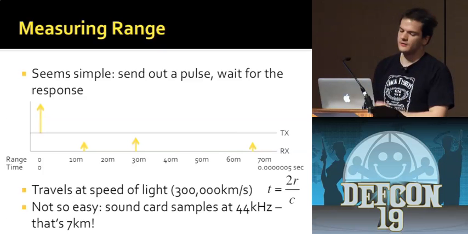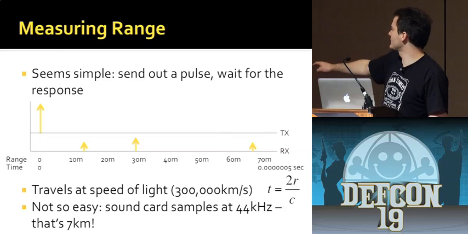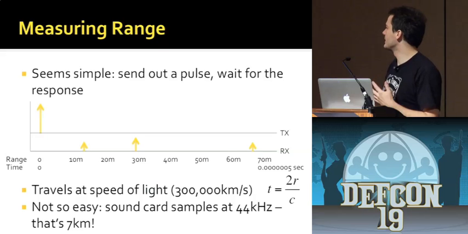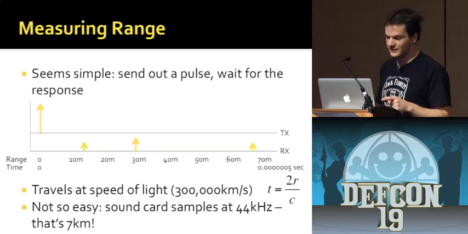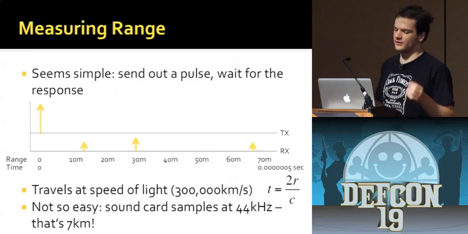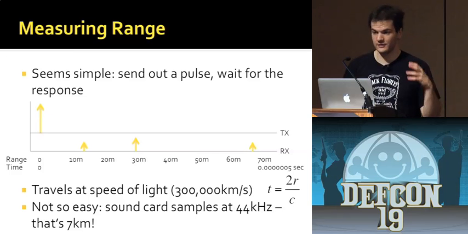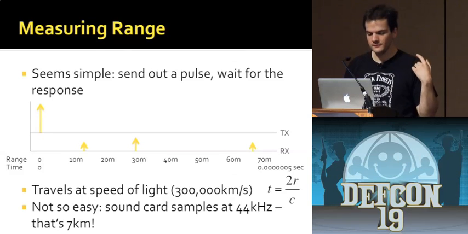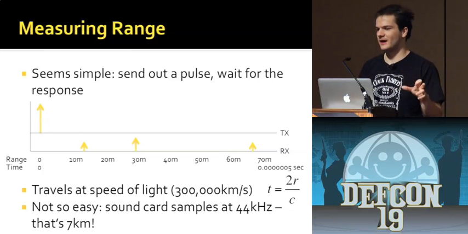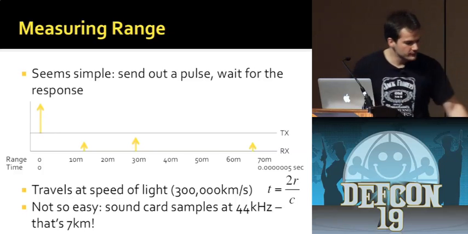And the reason that this is hard is because the waves travel really fast. They travel at the speed of light. So we have this equation: the time it takes to get back is 2 times the distance, because it has to go there and come back, divided by the speed of light. Which means that at 70 meters, we're talking about, I guess, 500 nanoseconds of time, which is pretty hard to measure if you want to do it easily. If you're using a sound card, for instance, which is what the original version of this thing actually used to sample, that 44 kilohertz sample rate corresponds to a 7-kilometer distance in space, in range. So that's probably not going to work for most systems.